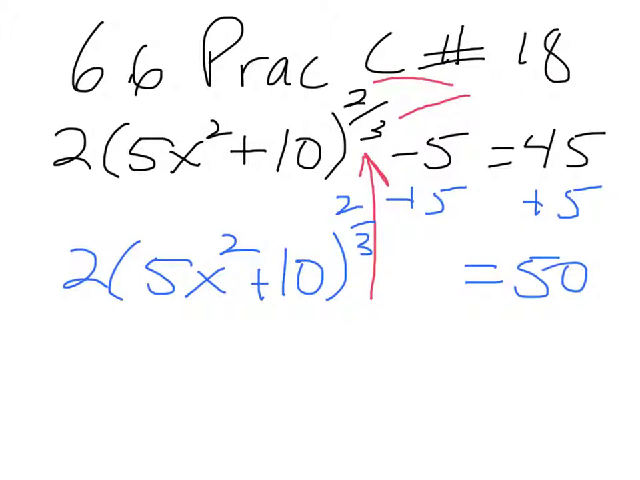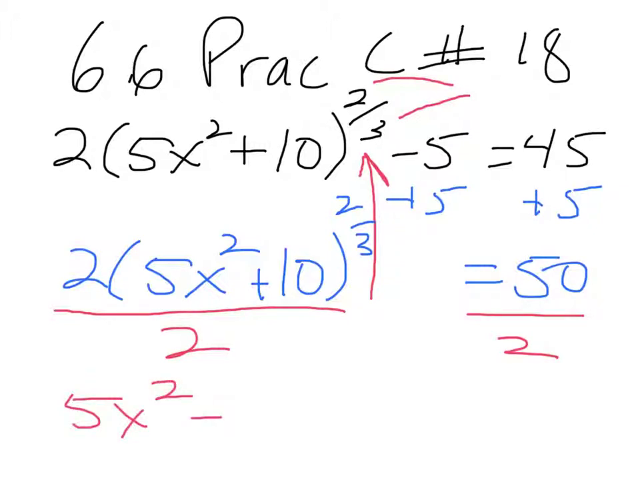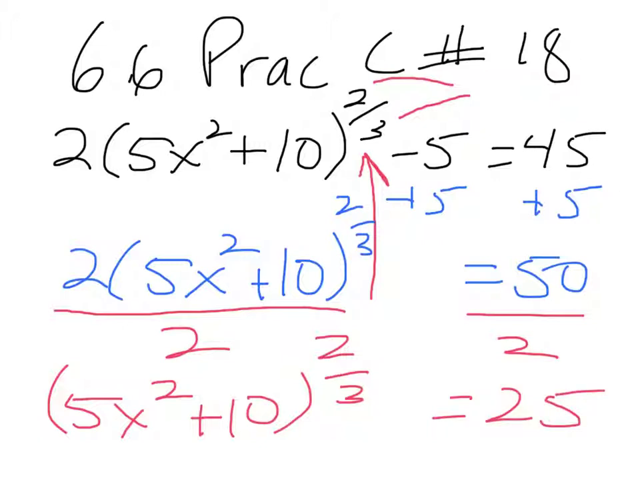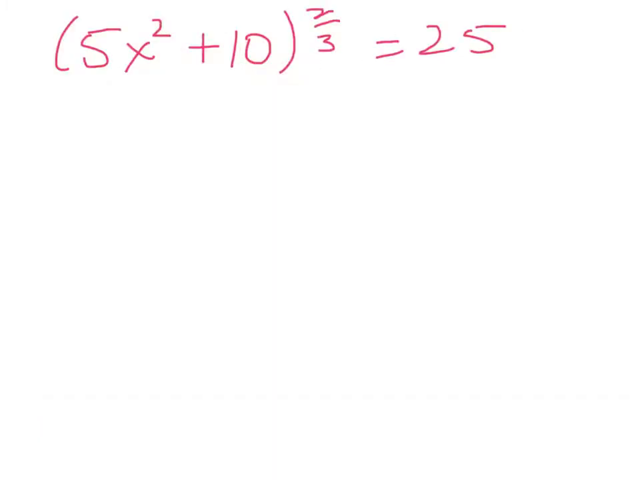Now I think I will divide by 2. Again, just trying to isolate my radical on one side of the equation. So I'm going to divide by 2, and I get (5x squared plus 10) to the 2/3 power is equal to 25. Well, now I've isolated my radical on the left side of the equation, and I think I'm going to get rid of it by bringing it to the first power.